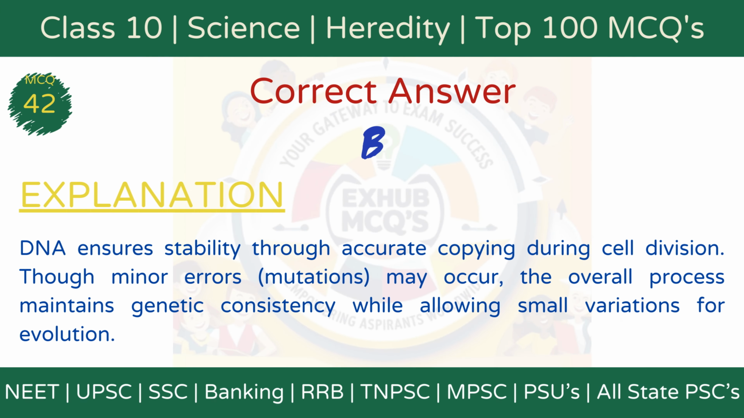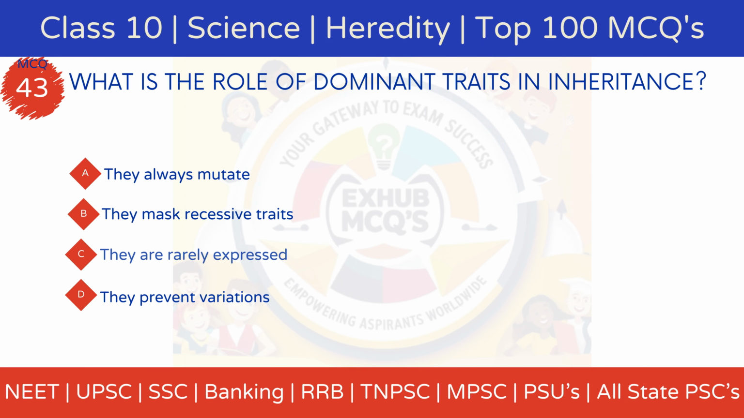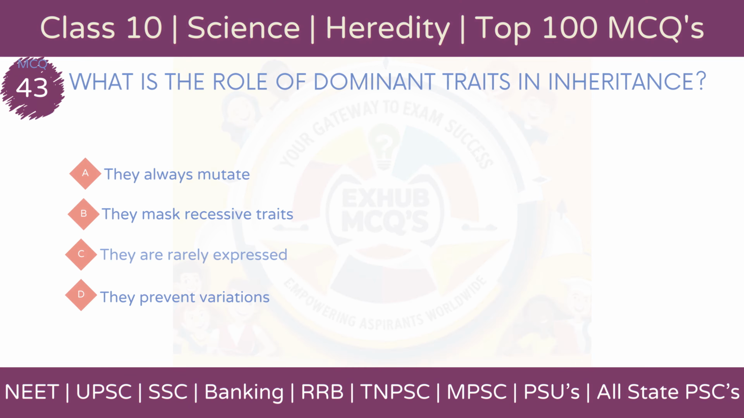The correct answer is option B, by copying itself accurately. Explanation: DNA ensures stability through accurate copying during cell division. Though minor errors, mutations, may occur, the overall process maintains genetic consistency while allowing small variations for evolution. MCQ 43. What is the role of dominant traits in inheritance? Option A, they always mutate. Option B, they mask recessive traits. Option C, they are rarely expressed. Option D, they prevent variations.